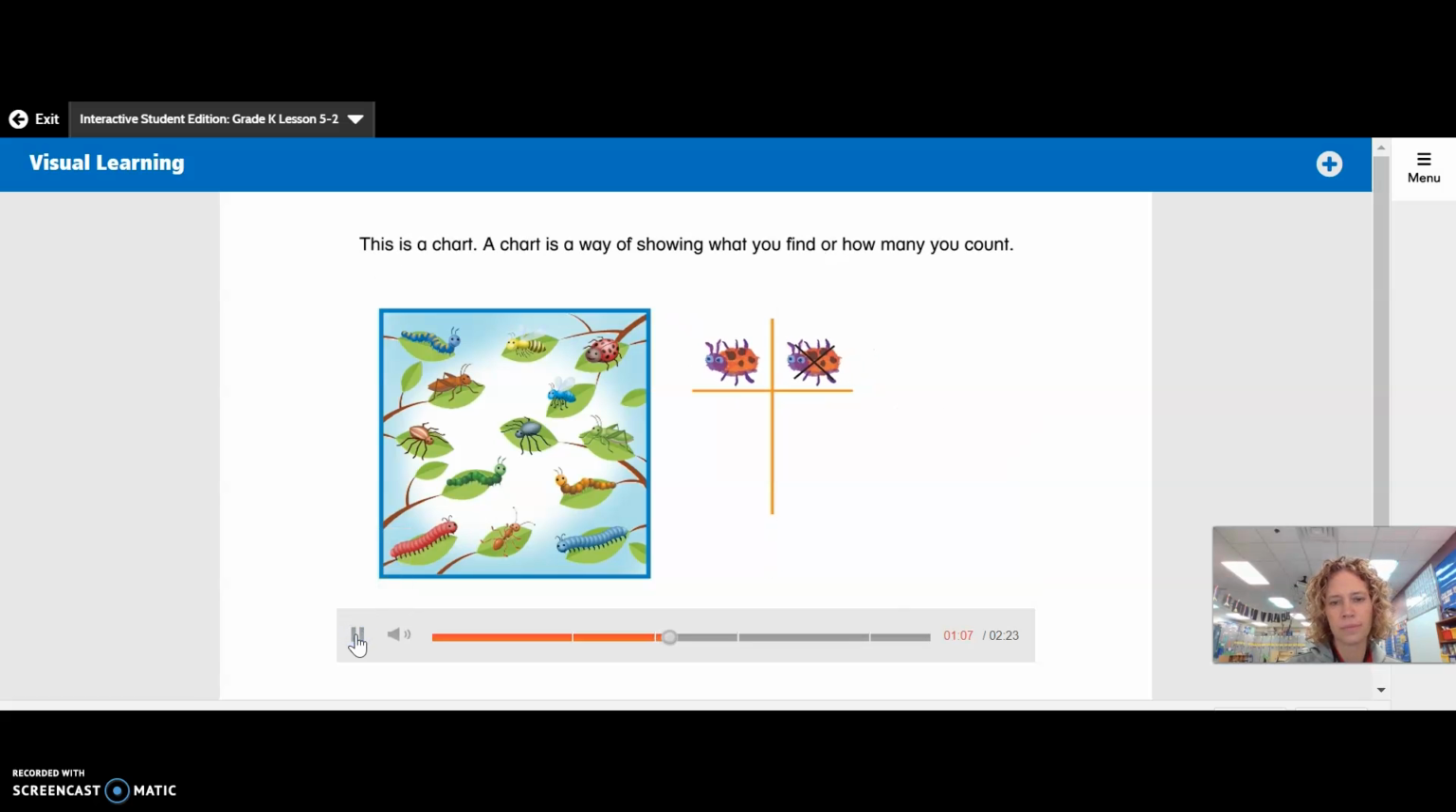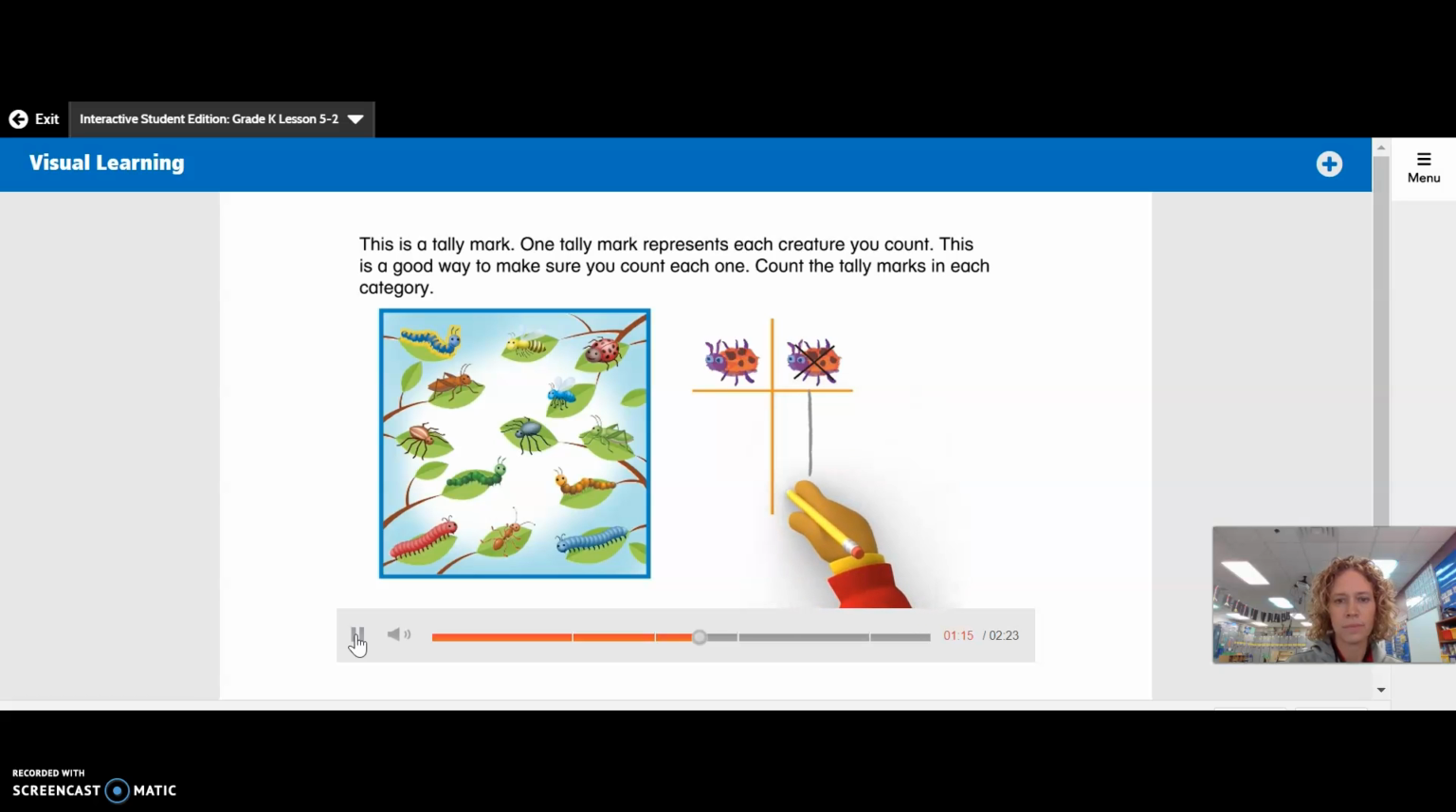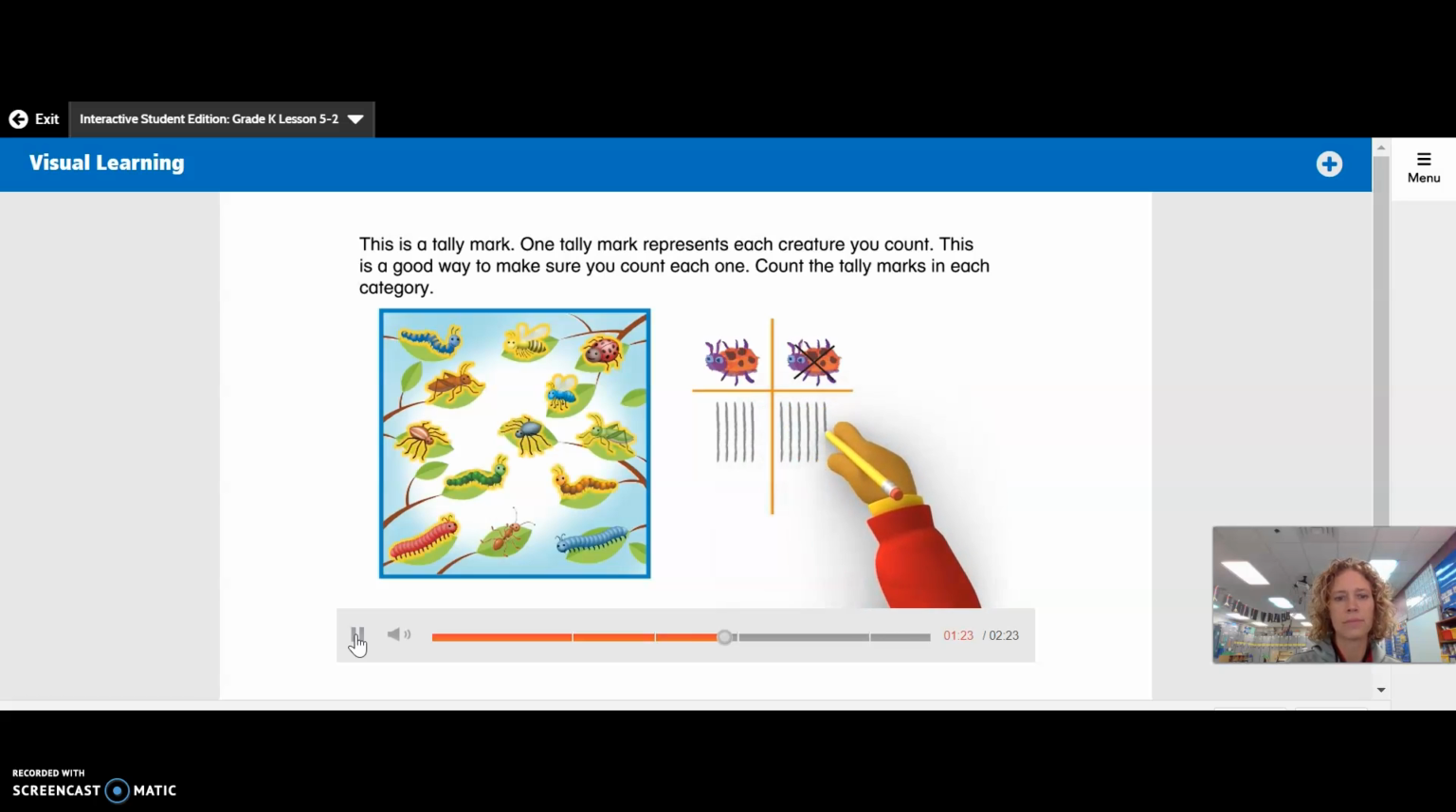This is a chart. A chart is a way of showing what you find or how many you count. This is a tally mark. One tally mark represents each creature you count. This is a good way to make sure you count each one. Count the tally marks in each category.